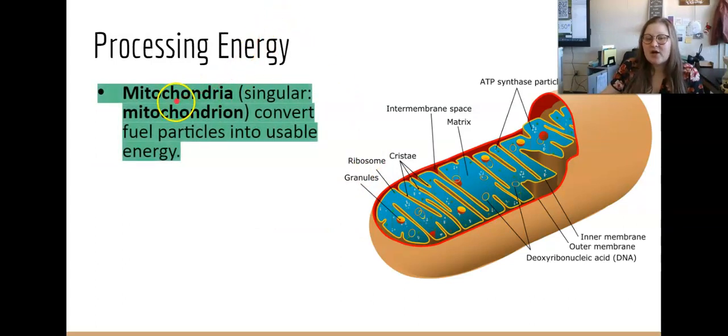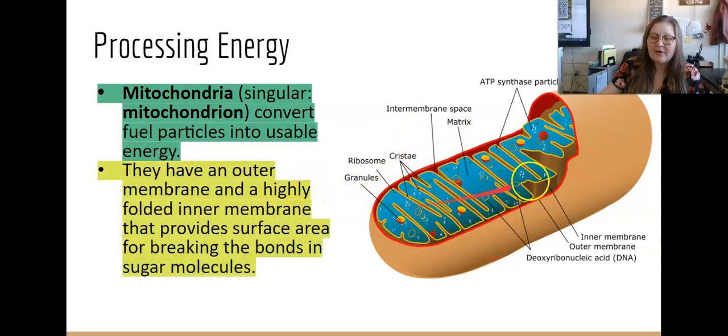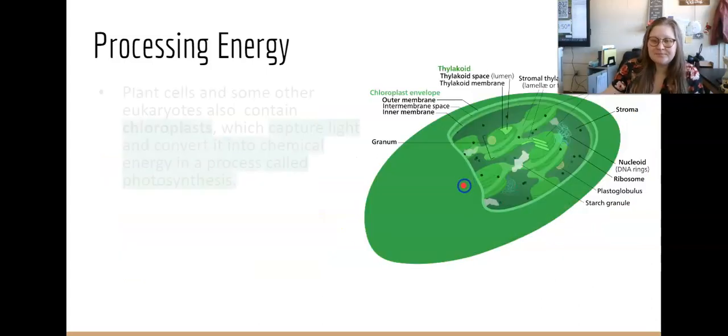For energy, we have the mitochondria. That would be the plural. For a singular, it's mitochondrion. They convert fuel particles into usable energy, and they have their own things going on in here. They have an outer membrane and then a highly folded inner membrane. So the outer membrane is red here, and the inner membrane is yellow. That folded membrane provides a lot of surface area for the breaking of bonds in sugar molecules, because if you remember, that's where this happens in cellular respiration.